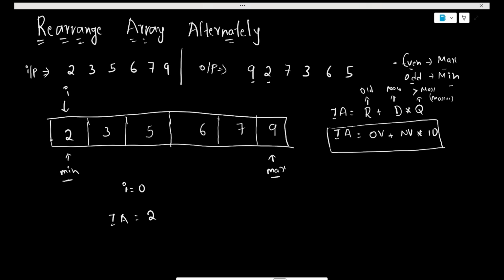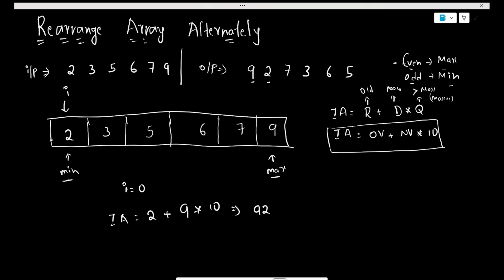The old value is the value which is pointing to I. And what's the new value? The new value differs for even or odd. Whenever it is even, max is taken. Whenever it is odd, min is taken. That's it. 2 plus, what's the new value? It is 0's index, so max. 9 into 10. So the intermediate value is 92.